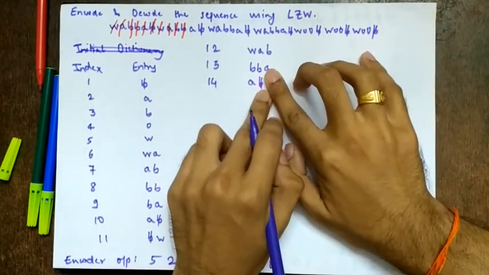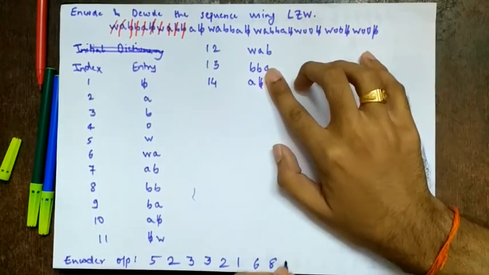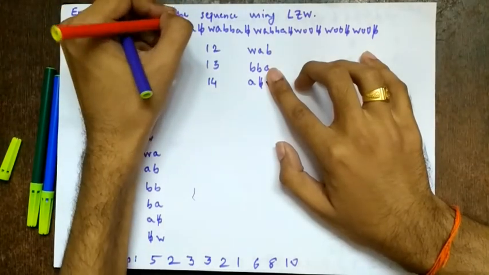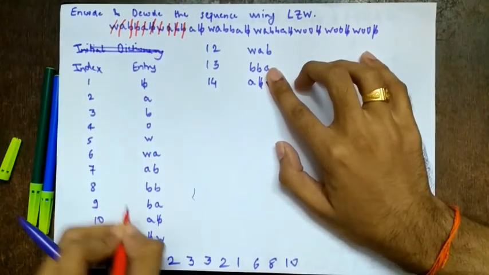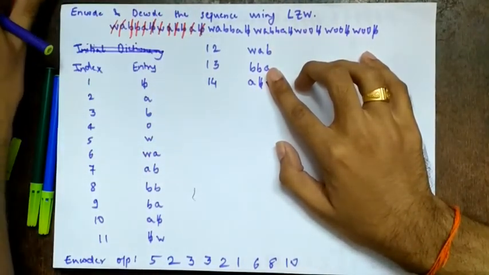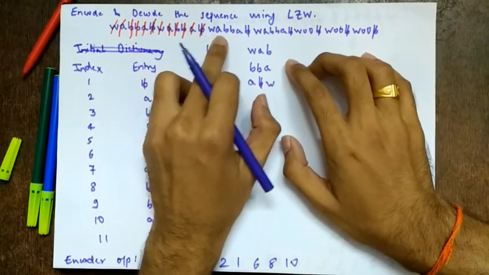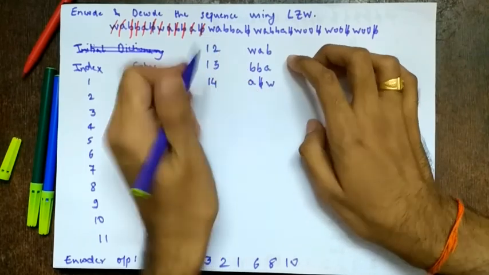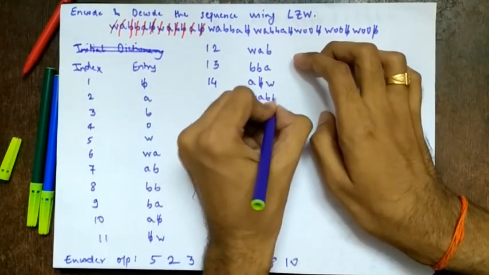Remove the last alphabet, A B bar. So A B bar is 10. So we take 10. This way you have to continue. Right? So I will complete it. So A B bar is 10, right? So A B bar is done. Then we take W. So W is there, WA is there, WAB is also there, corresponding to index 10. So we take WABB. It is not there.